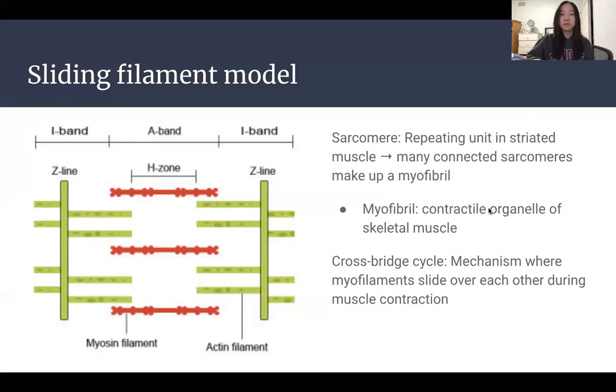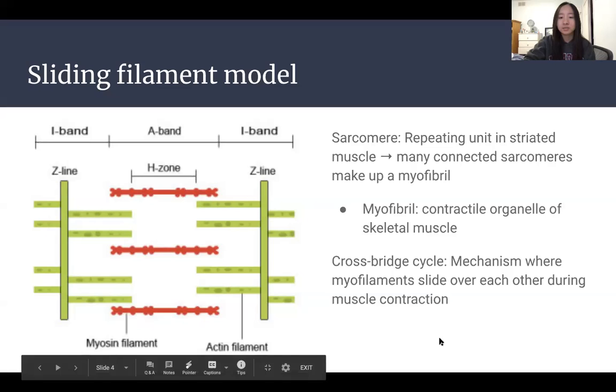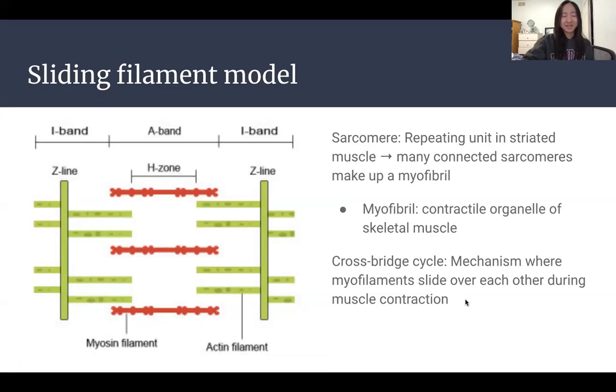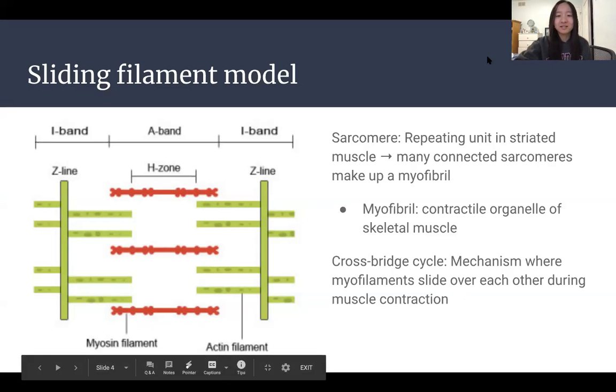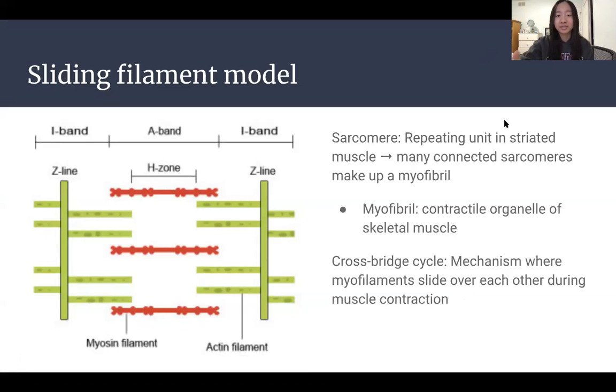A myofibril is the contractile organelle of skeletal muscle. So we have myofilaments, and there are also myofibrils. The myofibril is made up of many sarcomeres connected together, like hundreds and hundreds of them. The cross-bridge cycle is the mechanism where the myofilaments slide over each other during muscle contraction. That might not make any sense right now, but we'll be talking about what myofilaments are. And so today we'll learn about how muscles contract on the molecular scale.